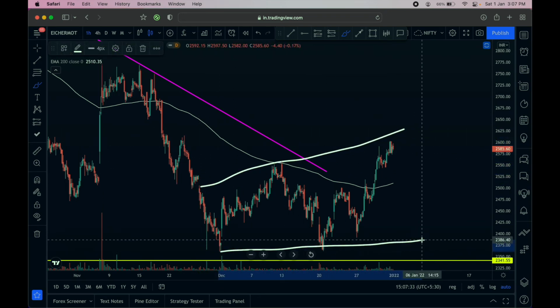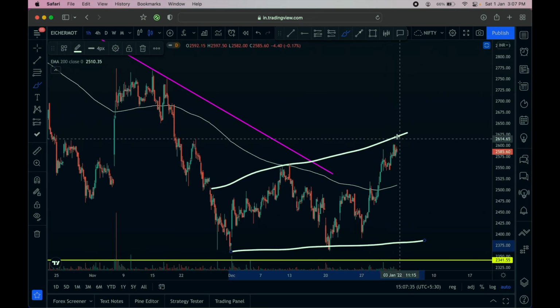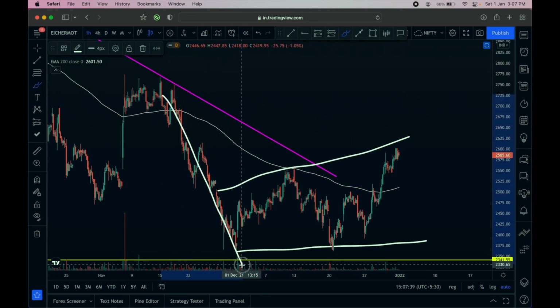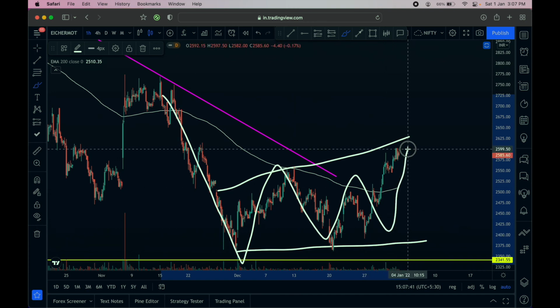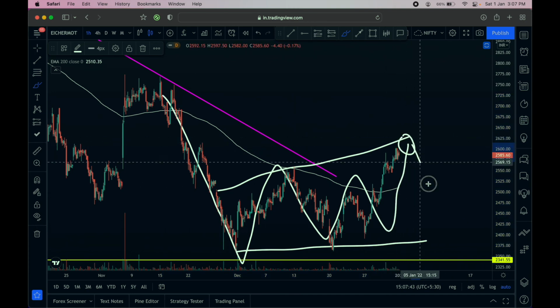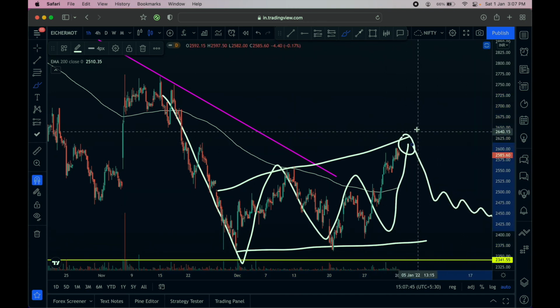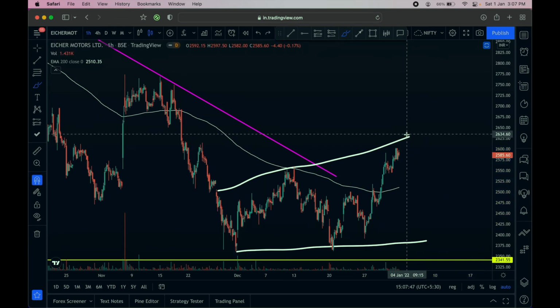This can act as a continuation channel as well. So this is one thing that we need to keep in mind. We have this impulse here, and this can just be one big continuation to the downside. So we have to be careful around this level as well.